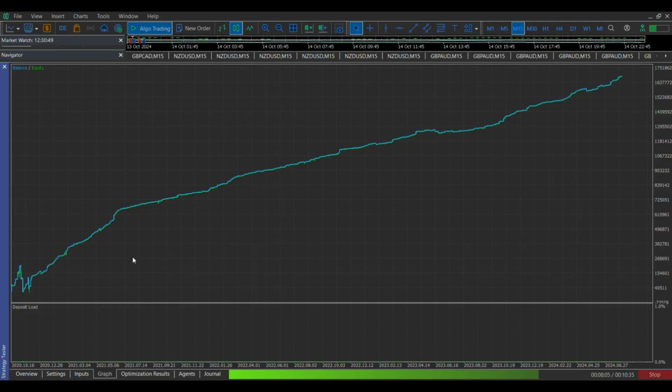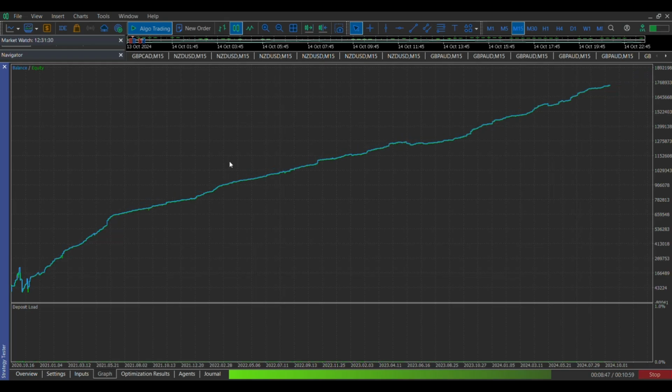But if you change your lot size dynamically with the profit, you may get multiple times the profit within a year. If you change your lot size after six months, you will be making double and double and double profit. As you can see, only 1 year of the backtesting is remaining, not 1.5 years. It will take around 2 more minutes.